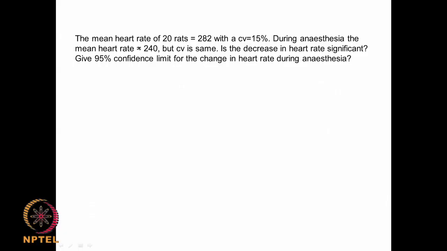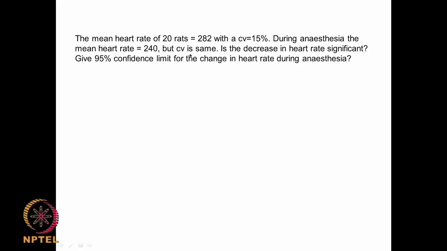The mean heart rate of 20 rats is, say, 282 with a coefficient of variation of 15%. What is the coefficient of variation? It is 100 sigma divided by mu. During anesthesia the mean rate becomes 240. It looks like it has gone down, but the CV is the same. Is the decrease in heart rate significant? We need to find out whether the decrease is significant. Give the 95% confidence limit for the change in the heart rate.